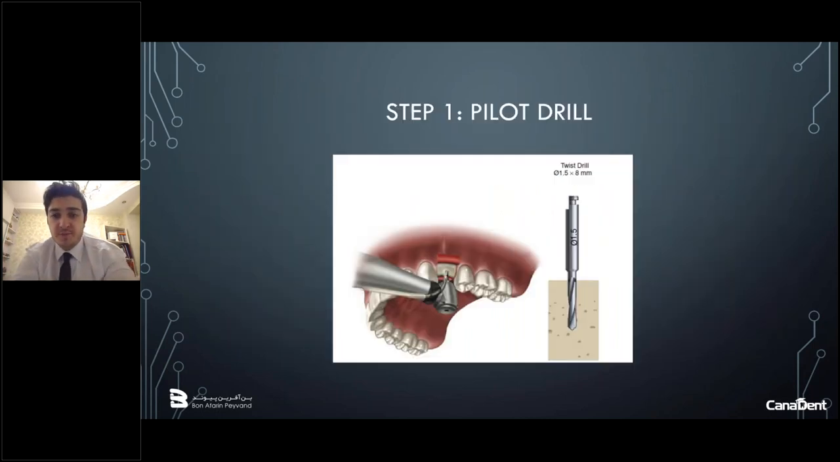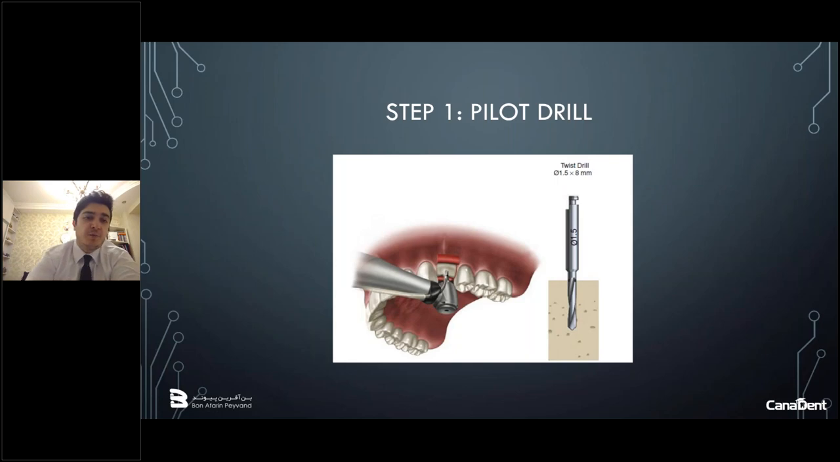Okay, so let's go to the drills. Step one is the pilot drill. With most surgical systems, a 1.5 millimeter or a 2 millimeter surgical pilot drill is used to initiate the osteotomy. The osteotomy is made no greater than 7 to 9 millimeters deep in the bone. It doesn't matter which length of implant you have chosen; we will only go 7 to 9 millimeters deep. The rationale for preparing only 7 to 9 millimeters is that if the angulation is determined to be non-ideal, it is easier to modify than if we go all the way down.